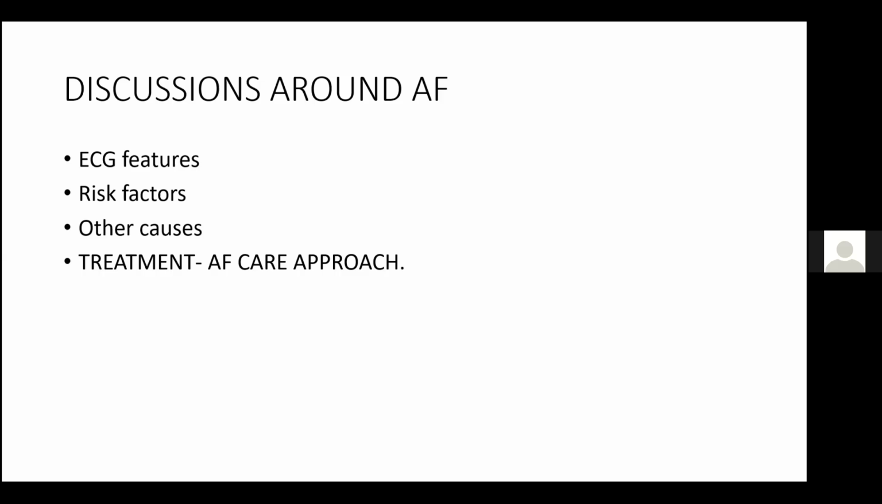Another thing is to do continuous monitoring of this patient, to continue to monitor them and to reassess them for their risk factors and to see if their rate is well controlled. So that is just a general overview of atrial fibrillation.